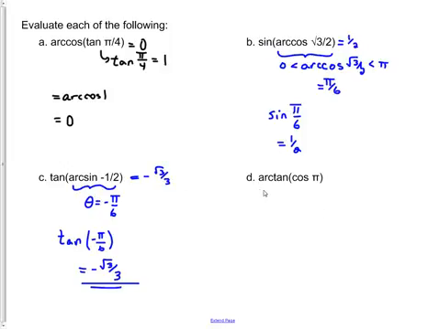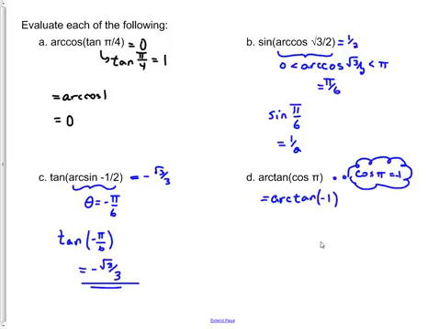And this last one, let's talk about the arc tangent of the cosine of pi. We know that the cosine of pi is equal to negative 1, right? Cosine of pi is equal to negative 1. That's one of our basic values. The cosine of pi is equal to negative 1. So it's like we're taking the arc tangent of negative 1.